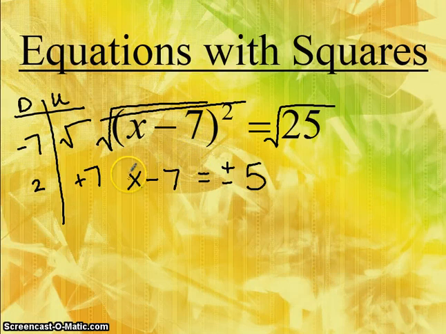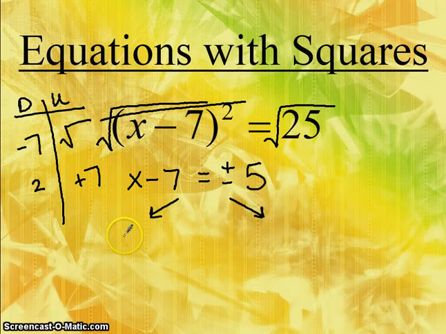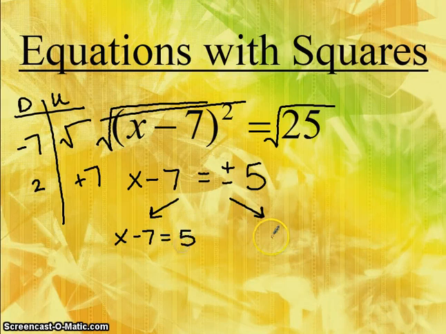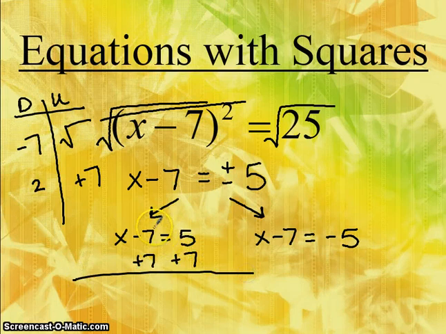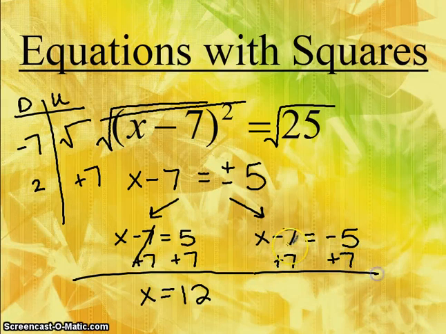Now, when we know that x minus 7 could be one of two numbers, we're going to have to branch that out to make two separate problems. So x minus 7 could be positive 5, or x minus 7 could be negative 5. Now add 7 to each side. We get x is equal to 12. If we finish this equation, we get x is equal to 2.